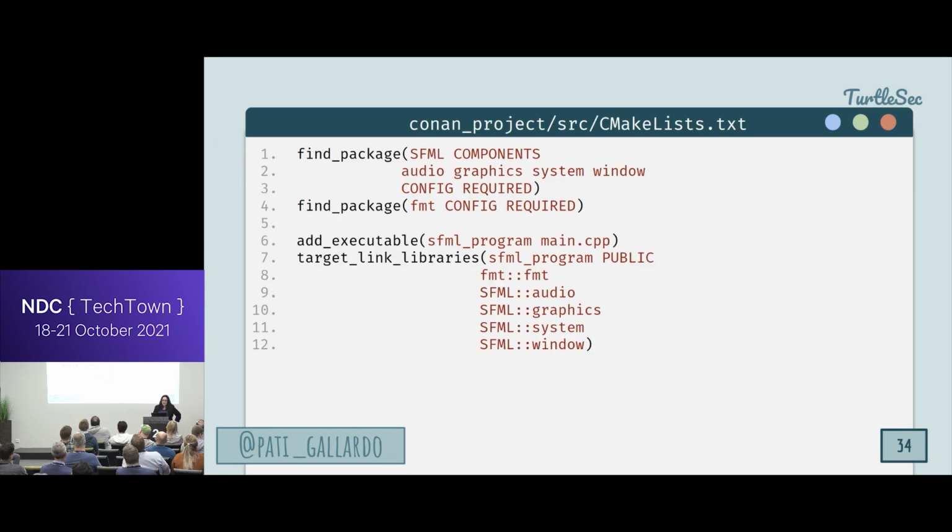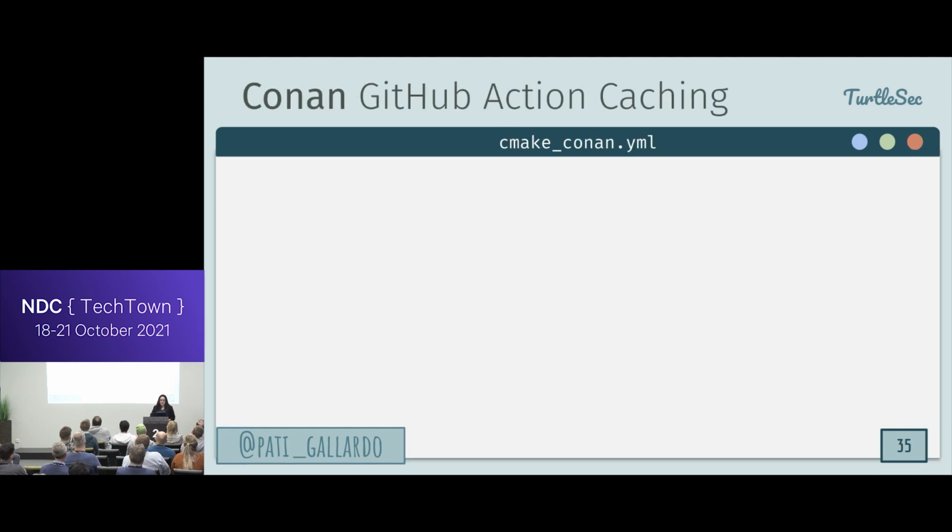So the CMake list for the source is basically exactly how I wanted it to be, right? I'm super happy with this. I didn't have to do anything. It looks exactly like I'd like it to look, so I'm happy with that.